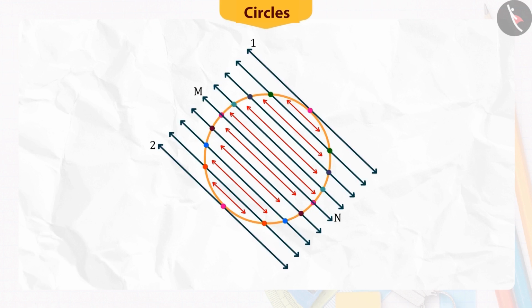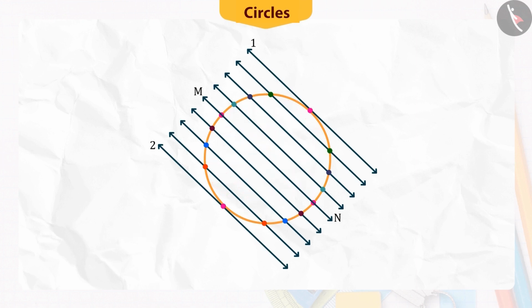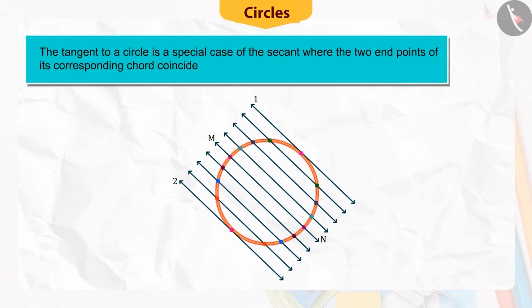In case 1 and 2 of secant, the distance between the points becomes 0, which means that both the points coincide. On observing, you will find that in this situation, line 1 and 2 are two tangents parallel to the secant MN. With the help of this activity, we can say that the tangent is a special case of secant where both the ends of the corresponding chord coincide.